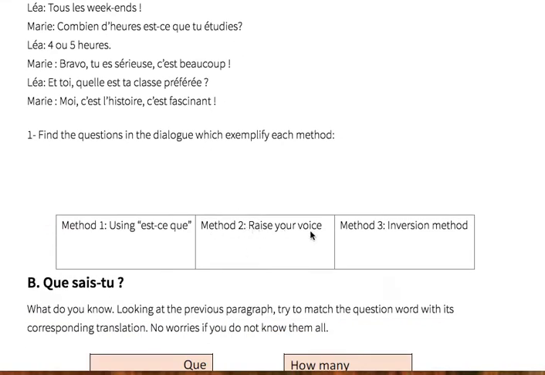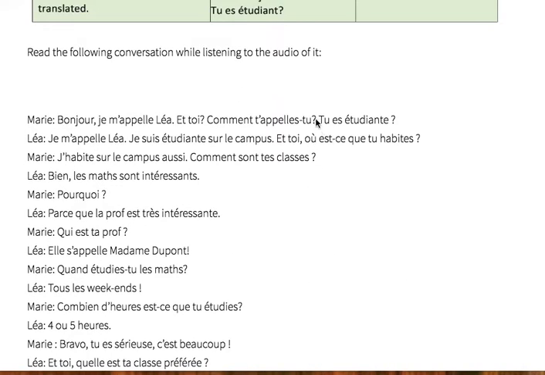Method 2 is when you raise your voice. You don't use est-ce que, but you just raise your voice at the end. Tu es étudiante? This is not an information, this is a question. Tu es étudiante? You raise your voice at the end to ask if the person is a student or not. You're not stating, you're not affirming that the person is a student.